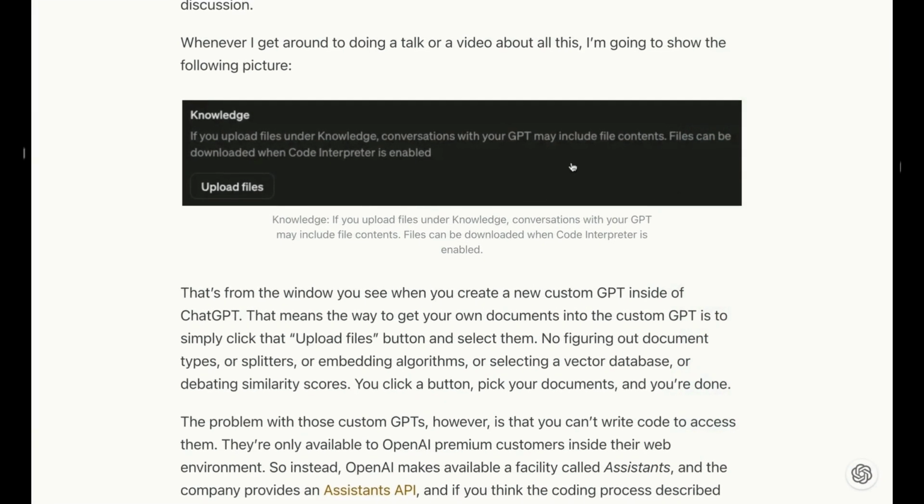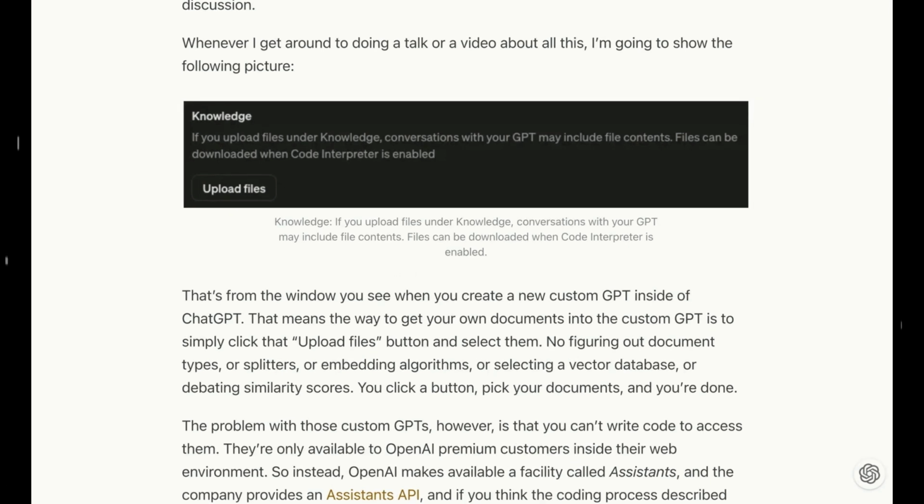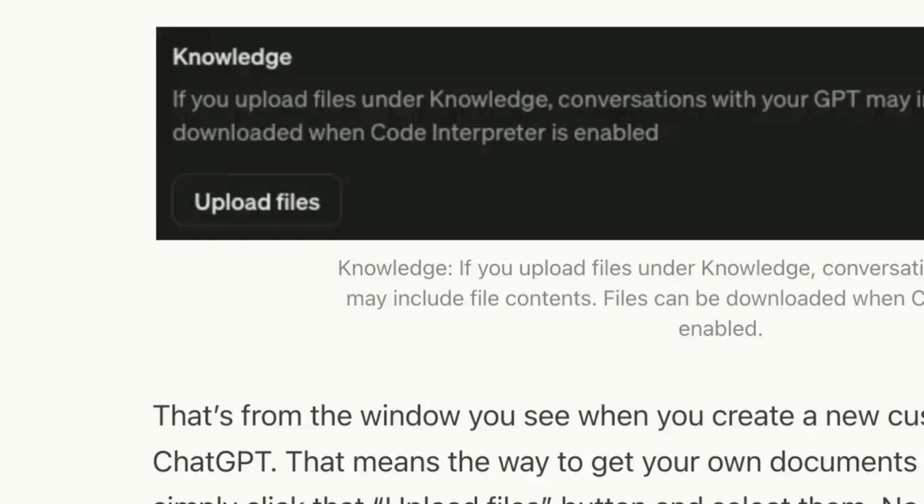Let's see if I can magnify that a little bit. This is a picture from the custom GPT wizard inside of ChatGPT. It didn't magnify, but at any rate, you can see under this knowledge section, it says, if you upload files under knowledge, conversations with your GPT may include file contents. Files can be downloaded when code interpreter is enabled. And what's really important here is there's also a little button that says upload files.